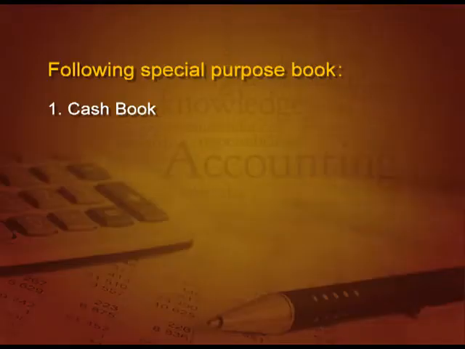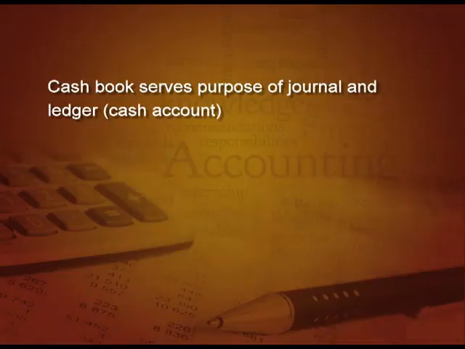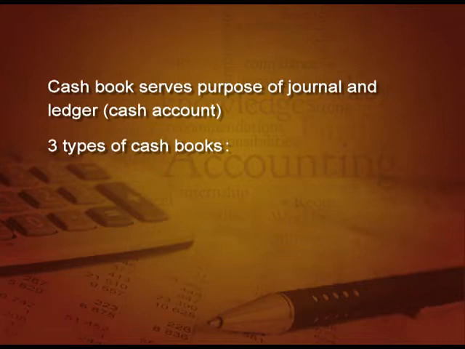Now, let us discuss in detail all these books, starting with cash book first. All the transactions relating to cash receipt and payment, whether they are related to goods or to assets or any expense, anything which is related to cash will be recorded in this book. So, cash book serves the purpose of journal as well as ledger. Ledger means cash account.